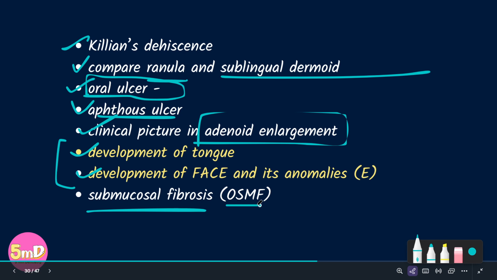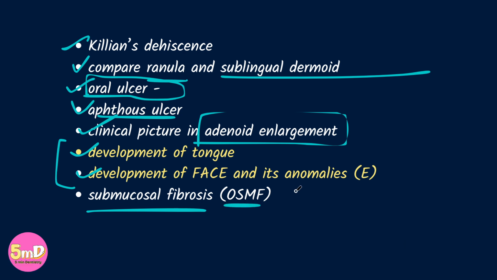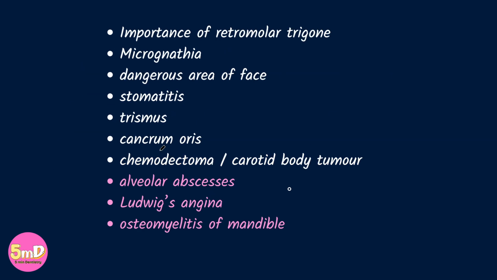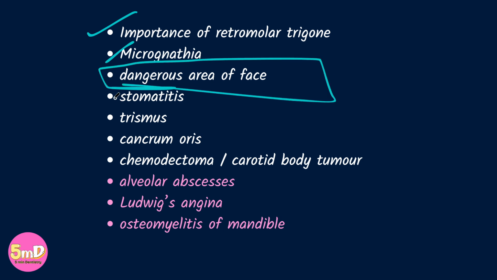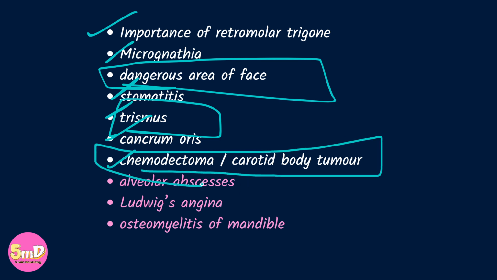Oral submucous fibrosis, one of the most common pre-malignant conditions. There are two things, pre-malignant lesion and pre-malignant condition, which will be dealt with in detail in your oral pathology. So you should be thorough with both. Importance of retromolar trigone, micrognathia, dangerous area of the face, why is it dangerous. Stomatitis, trismus, why does it happen? Cancrum oris, chemodectoma or carotid body tumor. It also has another name. If you know, please comment it.